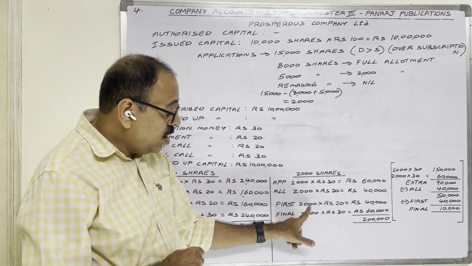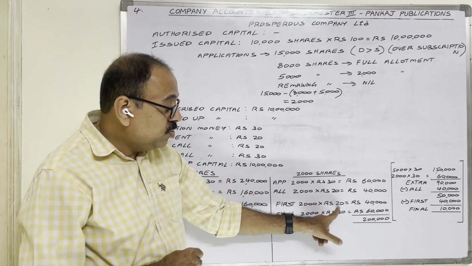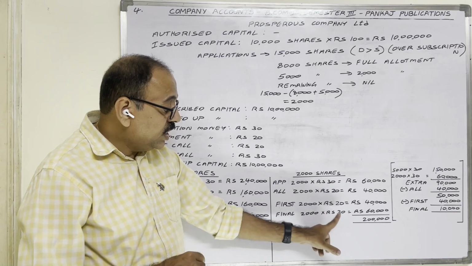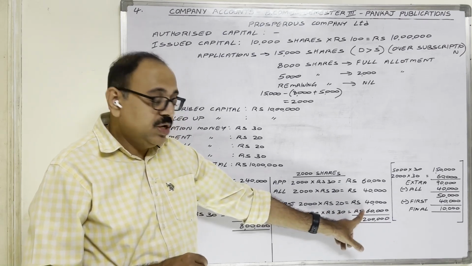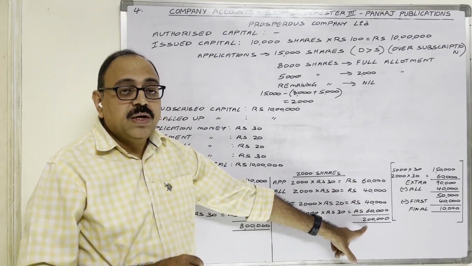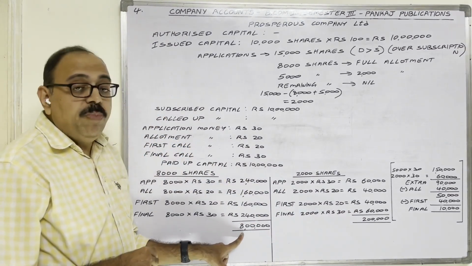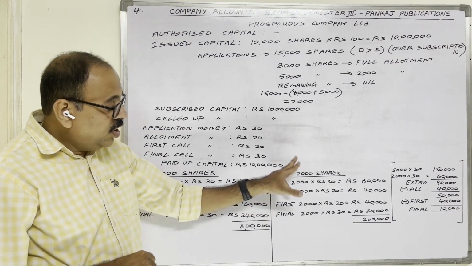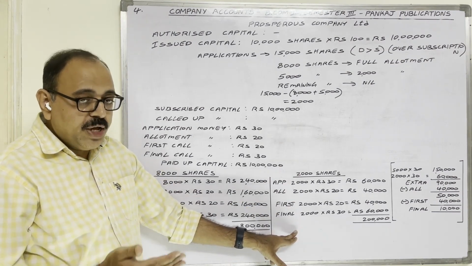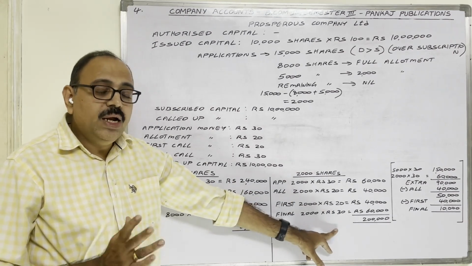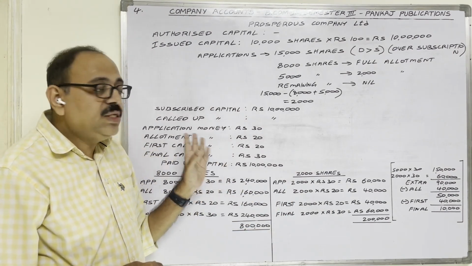First call money on 2,000 shares at the rate of 20 rupees each, 40,000. Final call on 2,000 shares at the rate of 30 rupees each, 60,000. Total 2 lakh. So on 8,000 shares, they should pay 8 lakh rupees. On 2,000 shares, applicant should pay 2 lakh rupees. 8 lakh plus 2 lakh, totally 10 lakh. So paid up capital is 10 lakh only now.